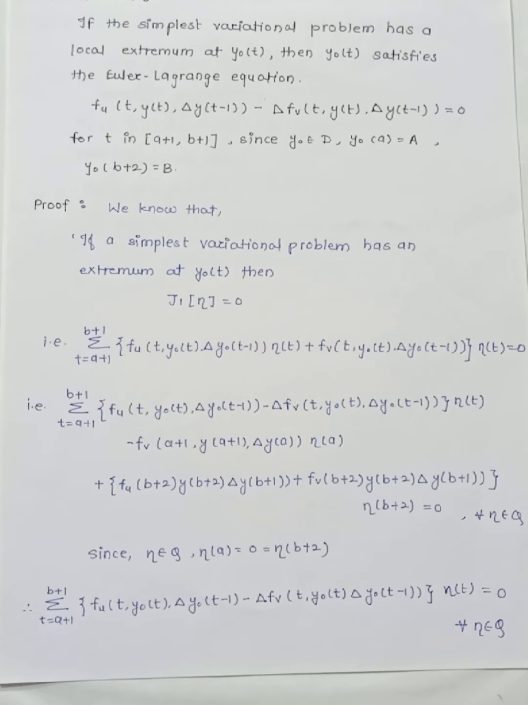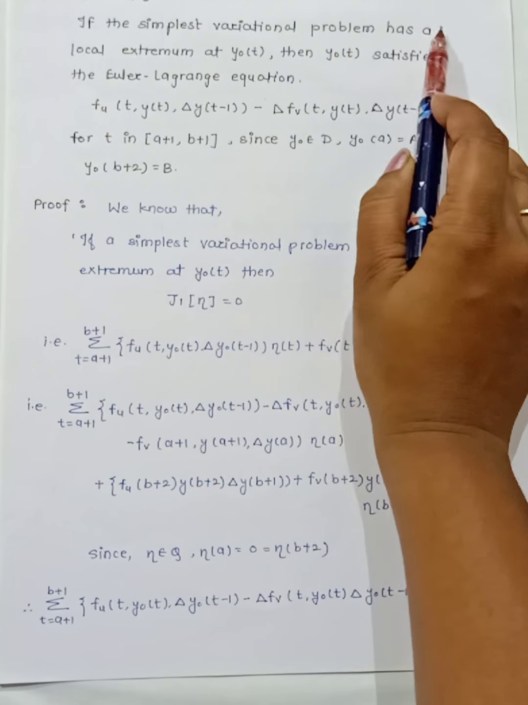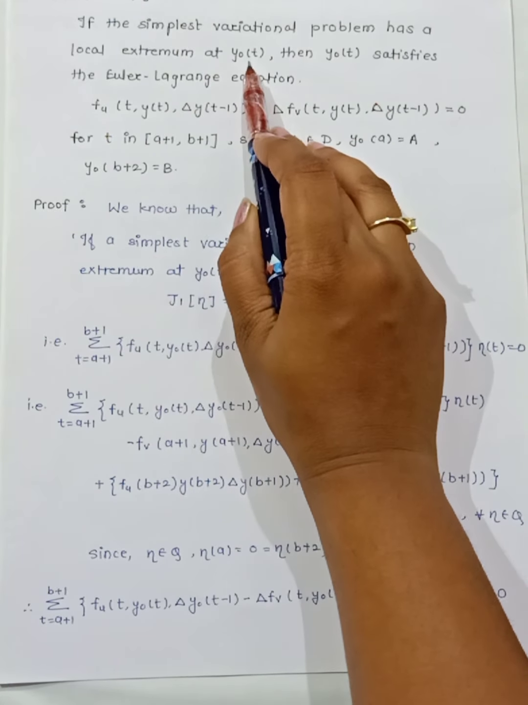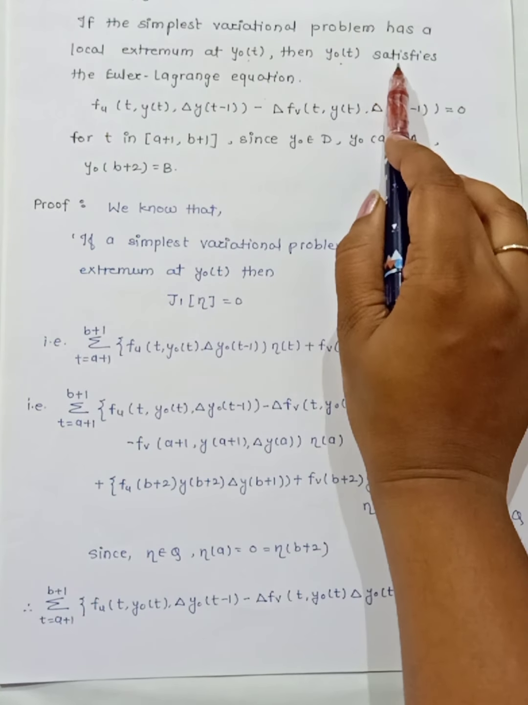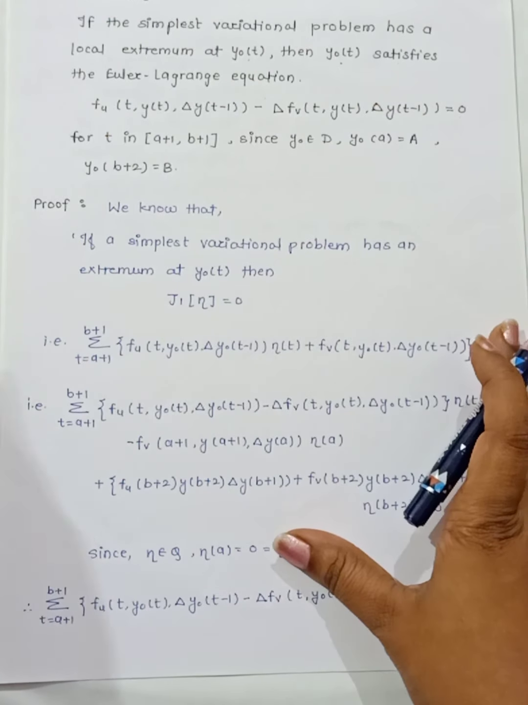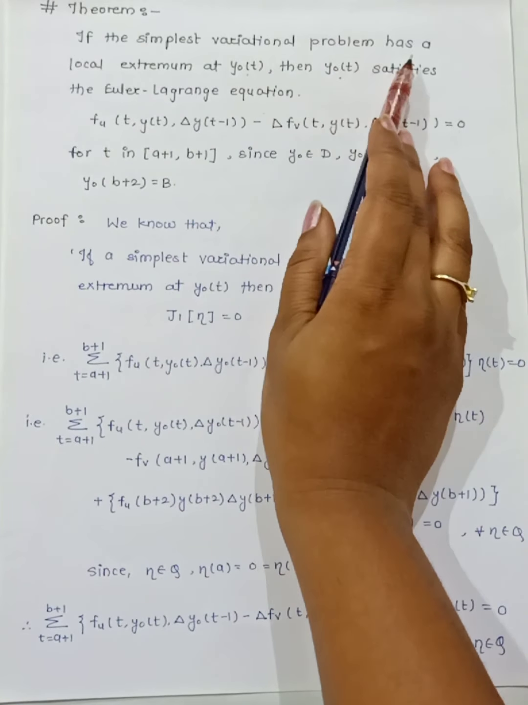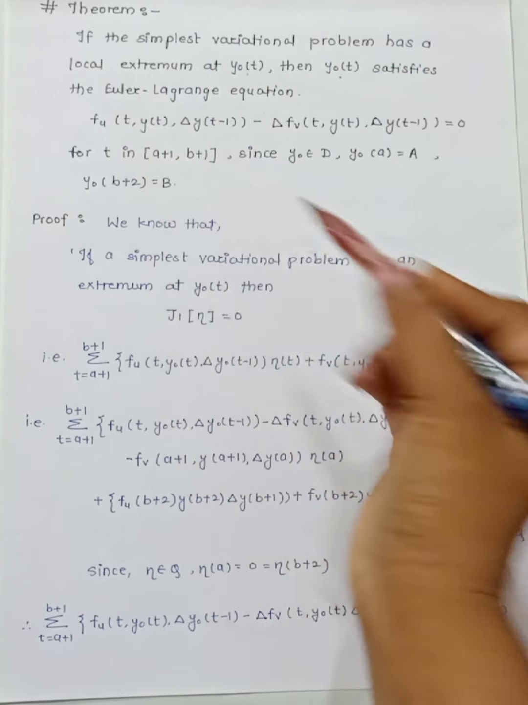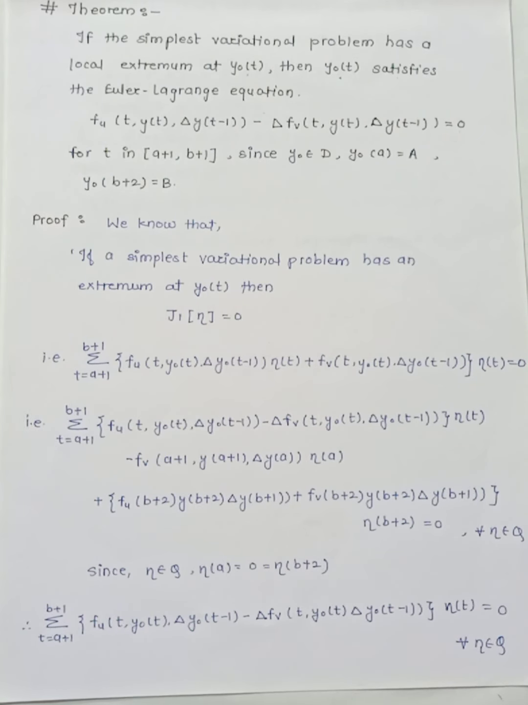So the statement of the theorem is, if the simplest variational problem has a local extremum at y0 of t, then this y0 of t satisfies the Euler-Lagrange's equation. So the statement is, if the simplest variational problem has a local extremum, that is this J1 of eta, that is the simplest variational problem.